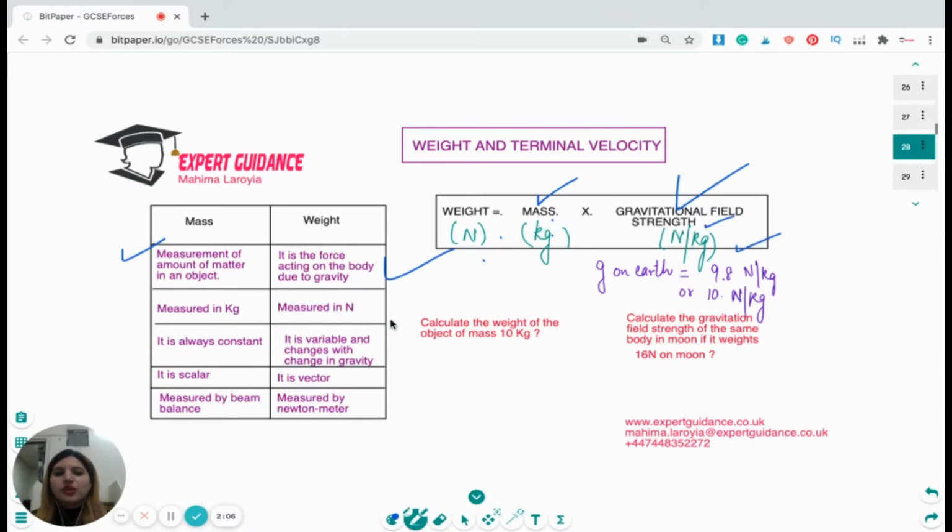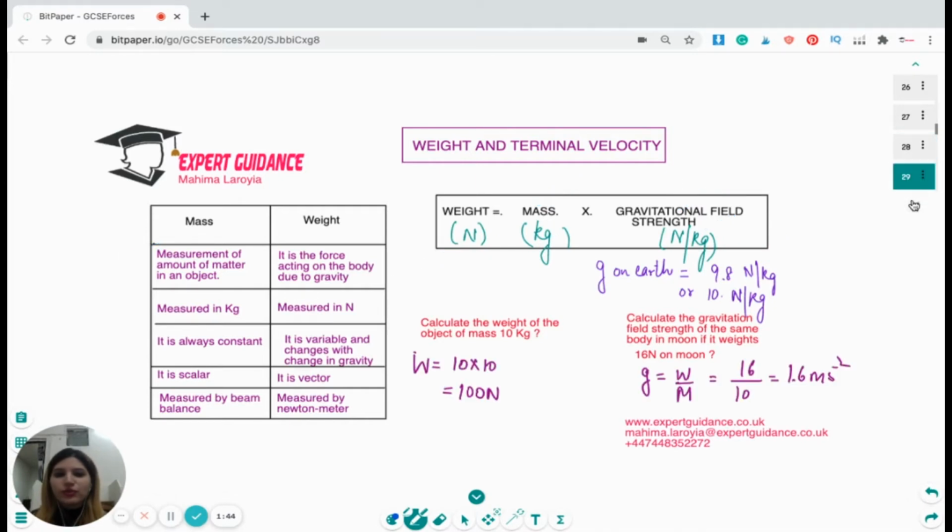All right. So now let's take an example. You have to calculate the weight of an object of mass 10 kgs. Remember, on the earth, if they don't give you a value in the exam, you can use either 10 or 9.8. If they specify to use a value, then you will use that value. Then calculate the gravitational field strength on the moon for the same body if it weighs 16 newtons. So have a look, try out this question, pause and come back.